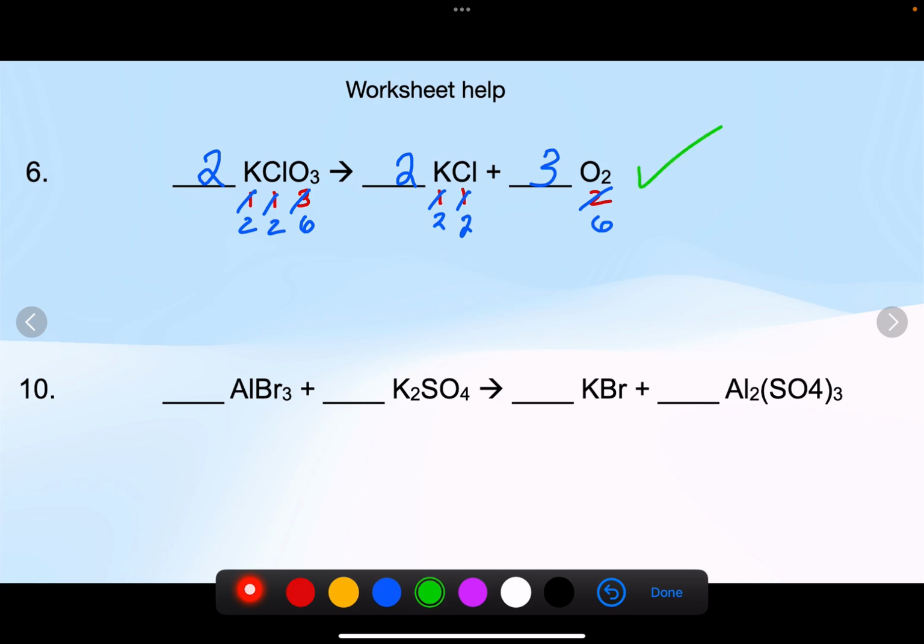Okay, so I don't care how you keep track of your counts, whatever works best for you. You can make a little chart, you can write underneath, whatever works, you just have to be able to keep track of your atoms. All right, now skip down to number 10.